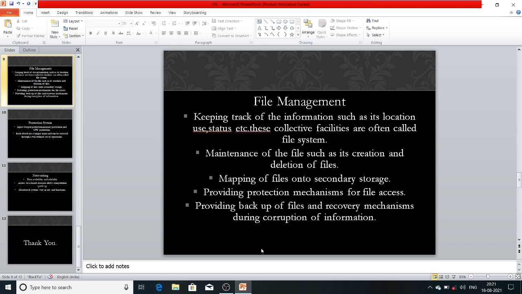Maintenance of files such as creation and deletion of files, mapping of files onto secondary storage, providing protection mechanisms for file access, providing backup of files and recovery mechanisms for restoring corruption of information.